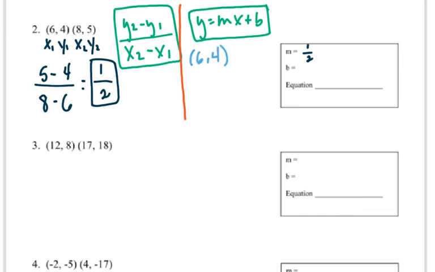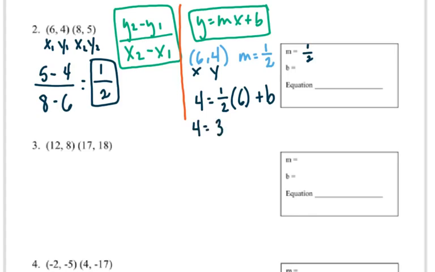So I know I have a point, 6, 4. It goes through that point. I know it for sure. I know that my slope is 1/2. We just calculated that. I know that this is x, this is y, and the 1/2 is my m. So I plug it in. Start with a y. The y value is a 4. m x plus b.